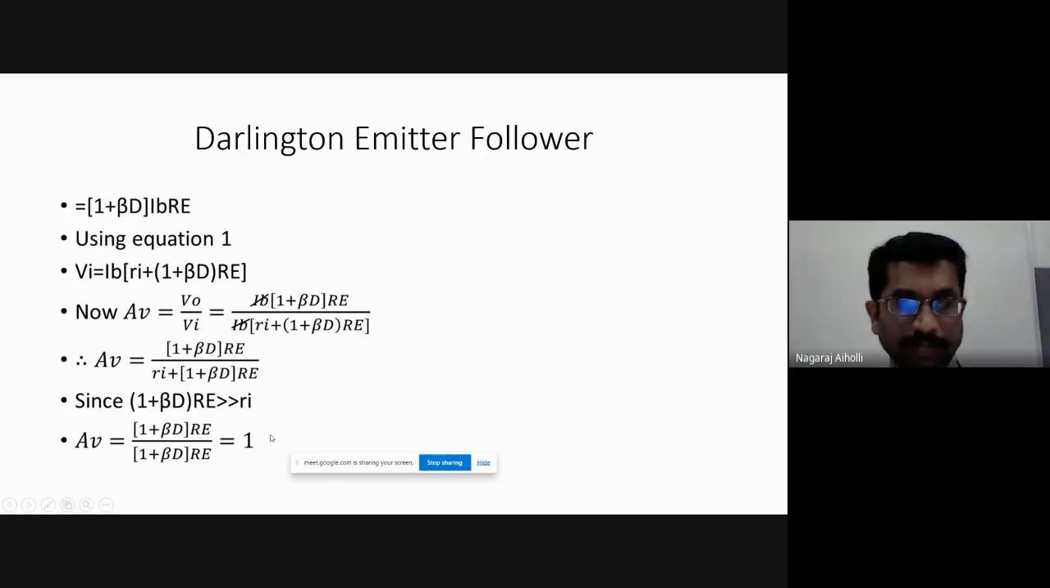Gain is 1. If gain is 1, what does it indicate, students? What is the meaning of gain equal to 1? Gain is positive here, right? What is the polarity of the gain? It is positive, plus 1. That means the output voltage and input voltage are in phase with each other. Another thing is that the gain is unity. The voltage gain is 1.